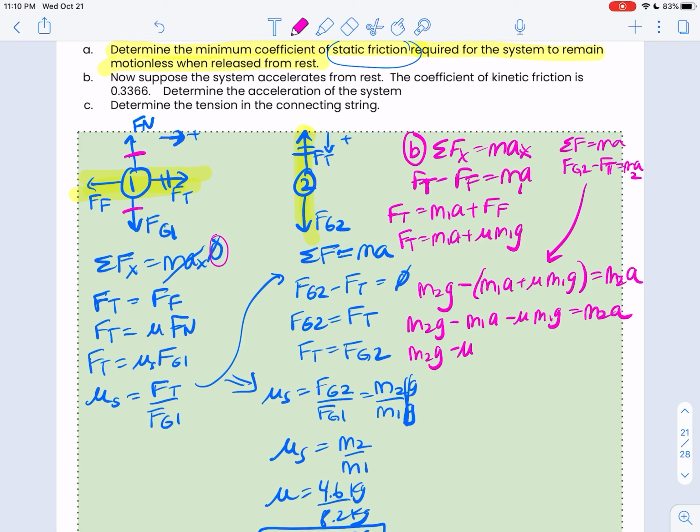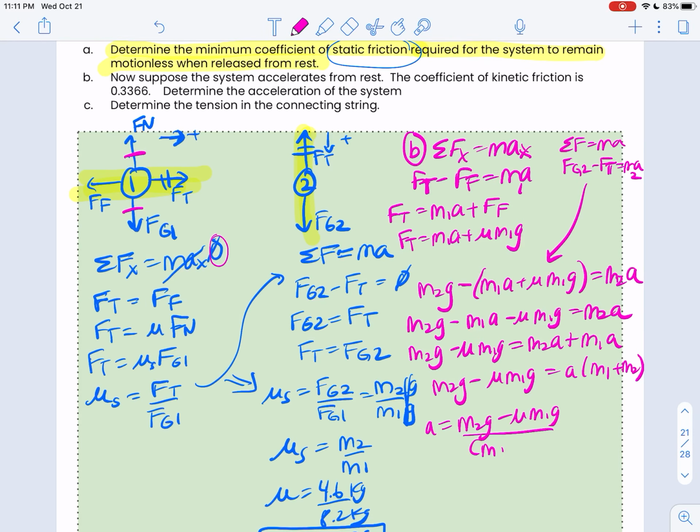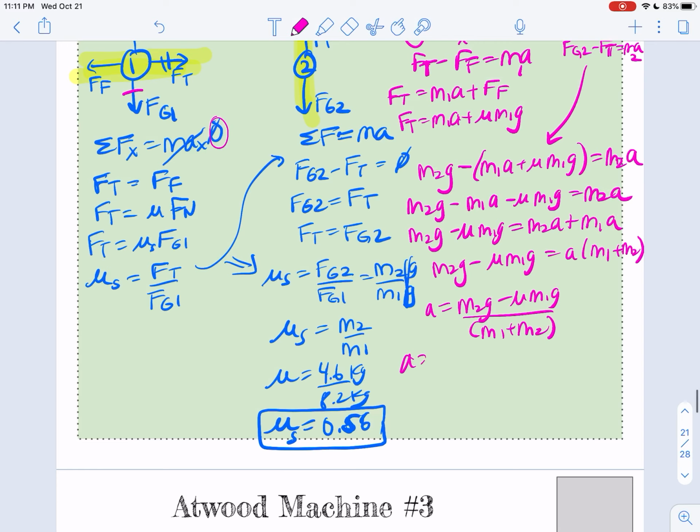You could put numbers in at this point, but honestly, I would really practice not doing that. I'm going to move that to the other side because you're not going to probably be able to do that on the test. So m2g minus mu m1g equals, see, here's this thing again, a equals m2g minus mu m1g over m1 plus m2. Now I can go ahead and plug everything in.